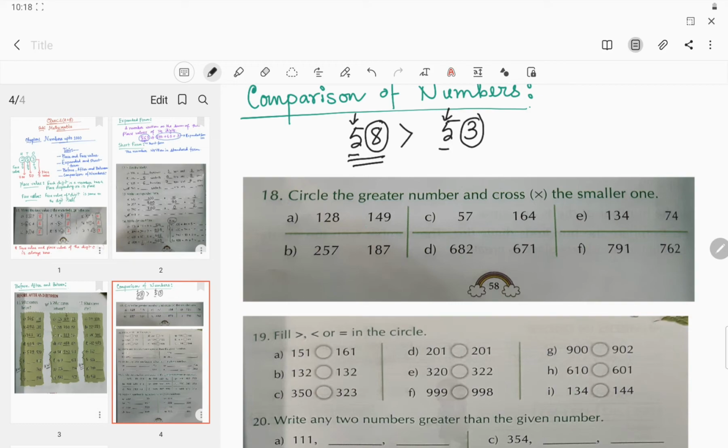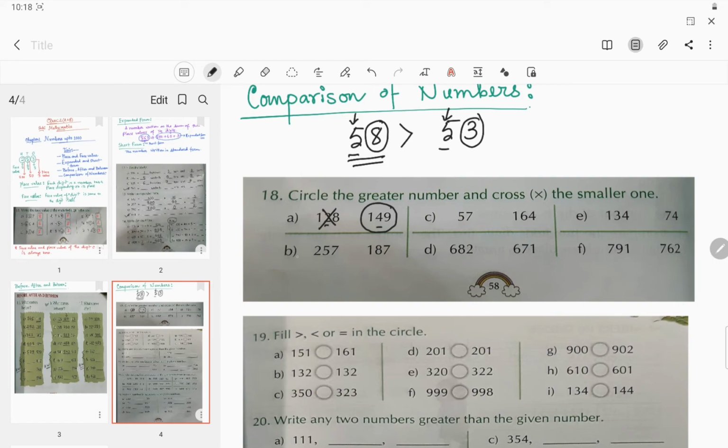this is the same. Now you have to check the next place, that is the tens place, which is 2 and it is 4. Since 2 is less than 4, that means 149 is greater than 128. So circle the greater one. So I have encircled it and crossed the smaller one.